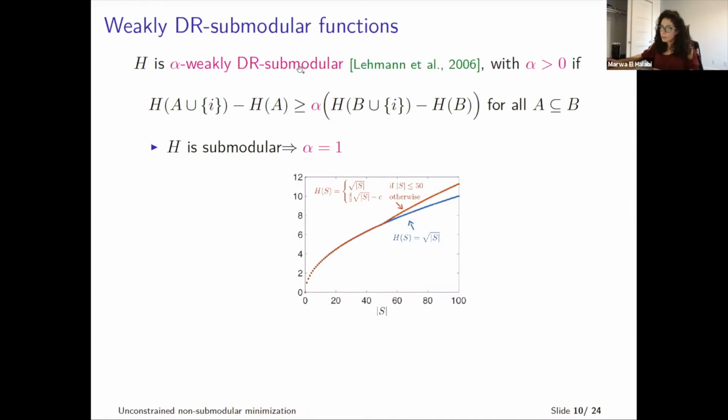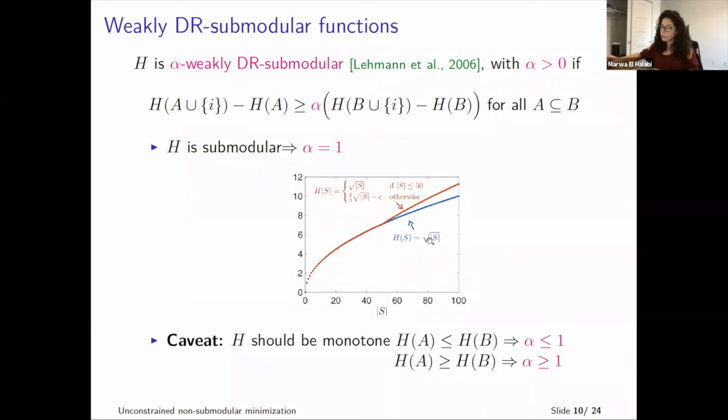The problem with using this definition is that it will force our objective function to be monotone, either non-decreasing or non-increasing. In particular, if h is an increasing function, we'll have alpha less than or equal to 1. If it's a decreasing function, we'll have alpha greater than or equal to 1. So I cannot simply assume that my objective function is monotone, because that will make the solution of the unconstrained problem trivial: either the empty set or the ground set.